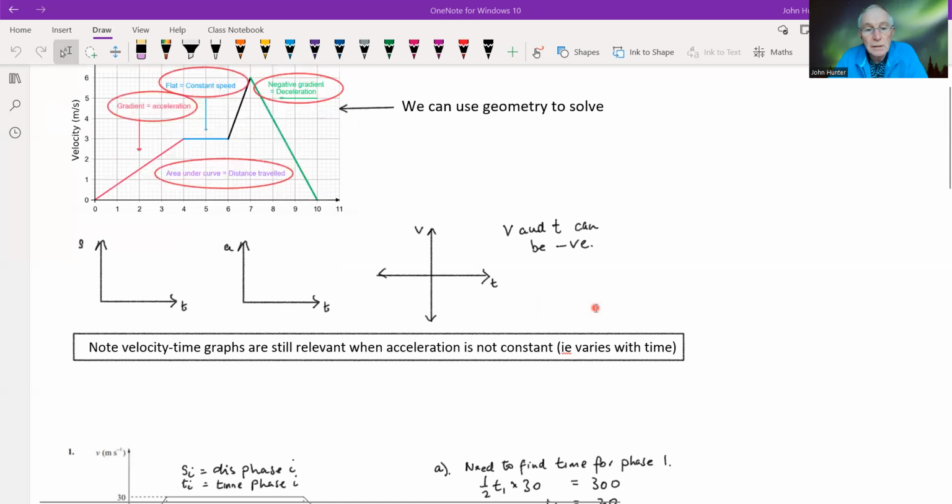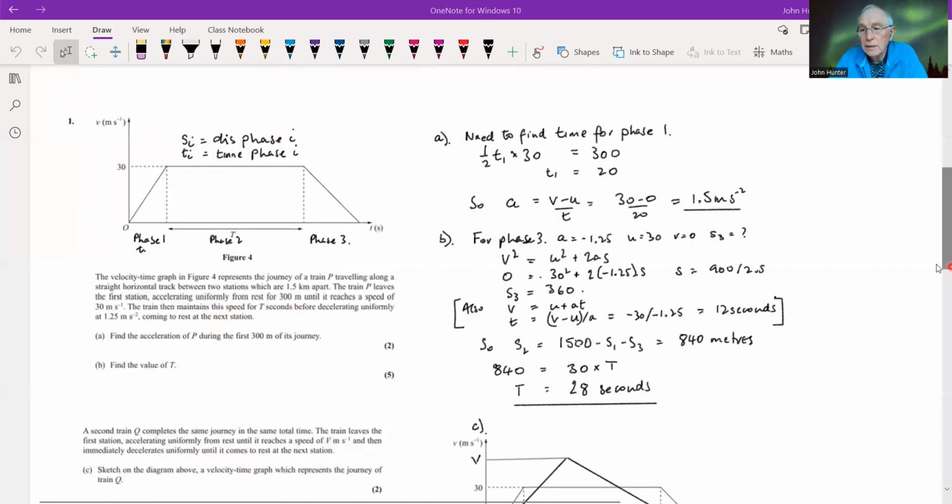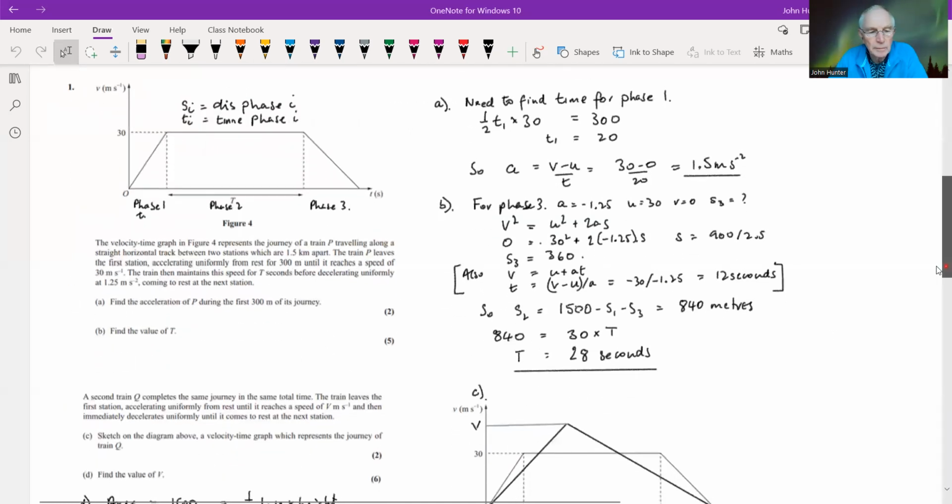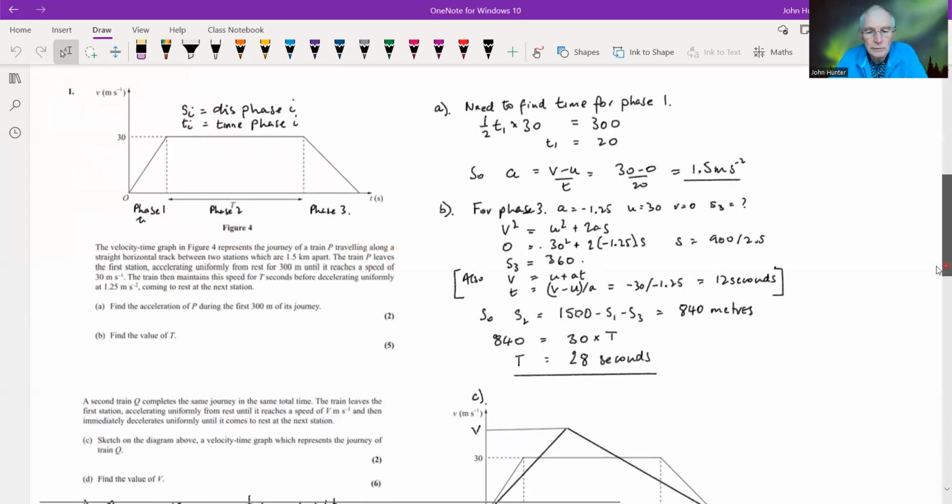Okay, so let's have a look at an example. And here is one. Now, it's a bit of a long example. In fact, I can't even fit it on one page of the screen. But let's just have a go and see where we get.